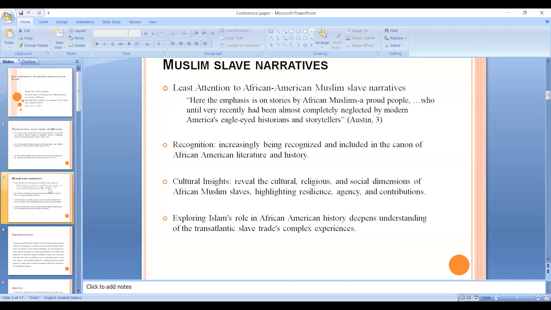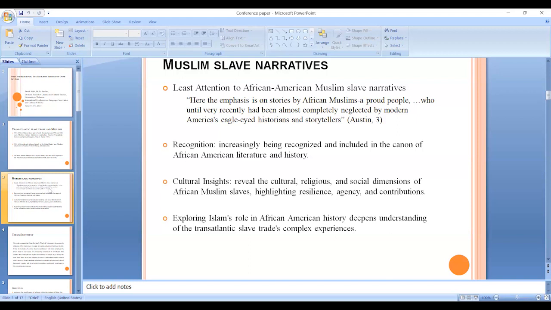And Alan D. Austin, as you can see in the excerpt on the slide, affirms the notion that African American Christian slave narratives were spoken of, but African American Muslim slave narratives were generally overlooked. And he says that it is because they were neglected by modern America's eagle-eyed historians and storytellers.